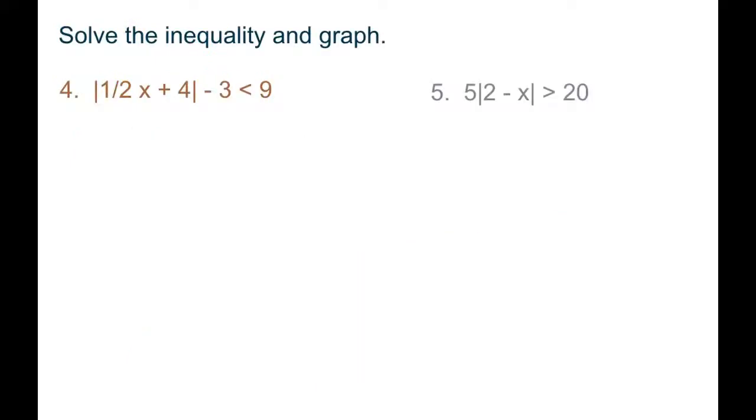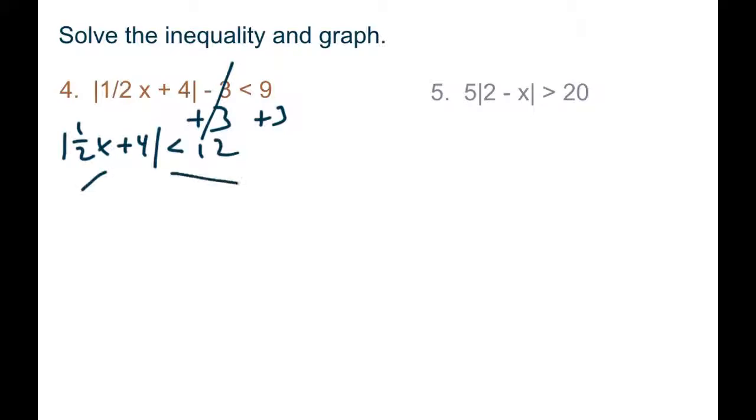Alright, now we're doing the same kind of thing here, but we're using inequalities instead of equations, and then we're going to graph them also. So, just like before, when there's numbers outside of that absolute value symbol, I've got to do that first. So we're going to add 3 to both sides, inverse operations. So the absolute value of 1/2 x plus 4 is less than 9 plus 3, which is 12. Right now I can break it up into two parts. 1/2 x plus 4 is less than 12. I just write it the same way without the absolute value symbol. I'm going to use the word and because less than is always and.